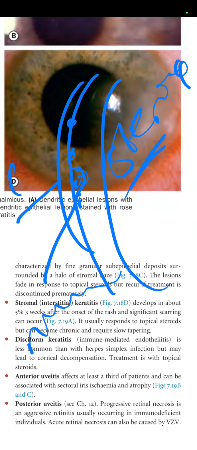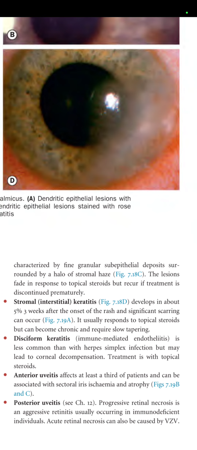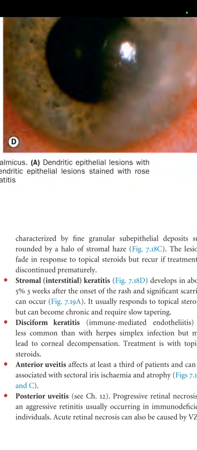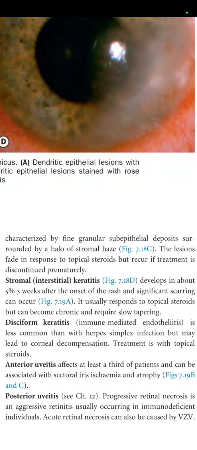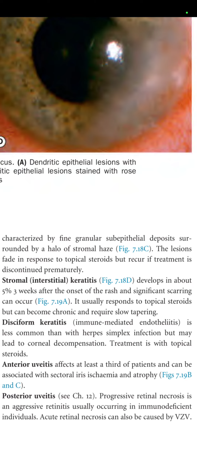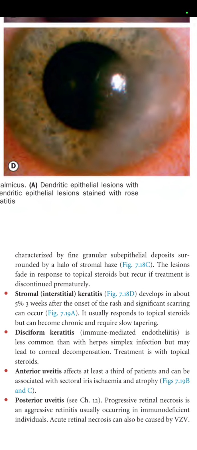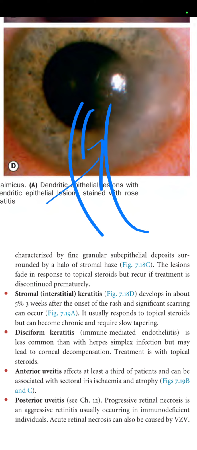So just remember that if the epithelium is intact and there is no epithelial involvement, all other layers of the cornea, if affected, are treated with topical steroids. Now, stromal interstitial keratitis develops in about 5% three weeks after the onset of the rash, and significant scarring can occur. It usually responds to topical steroid but can become chronic and requires slow tapering. So this stromal keratitis also responds to topical steroid.